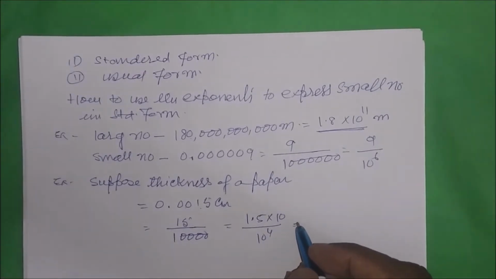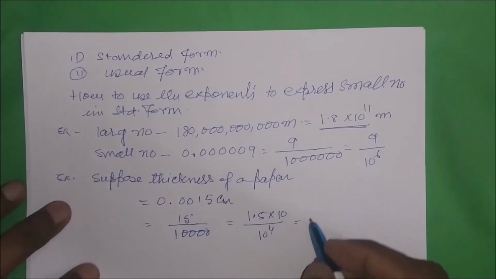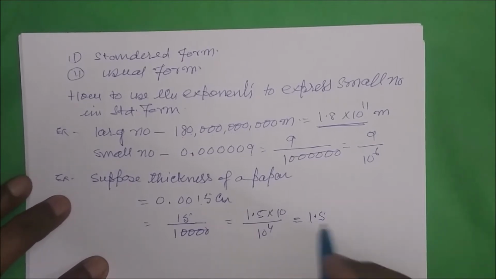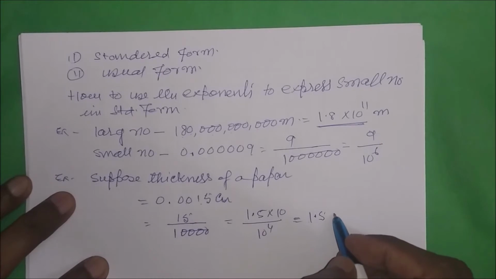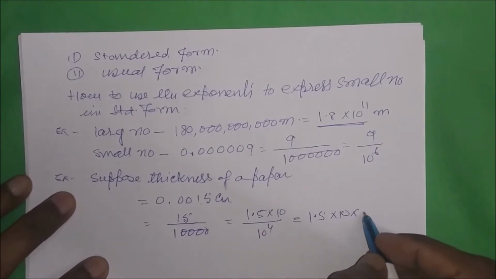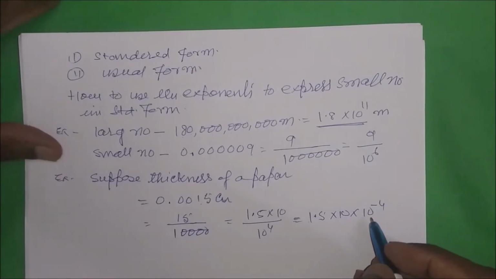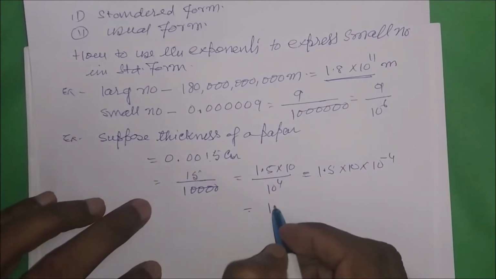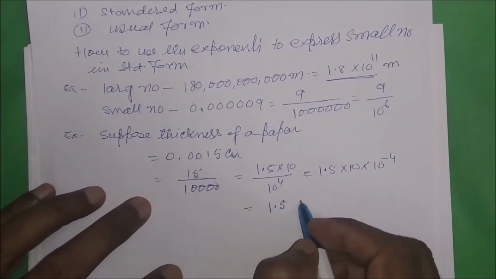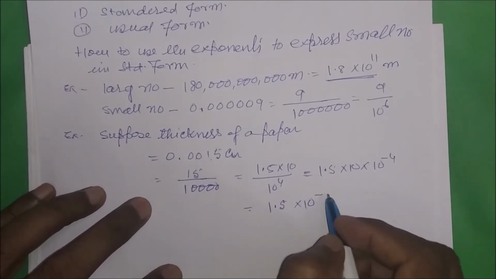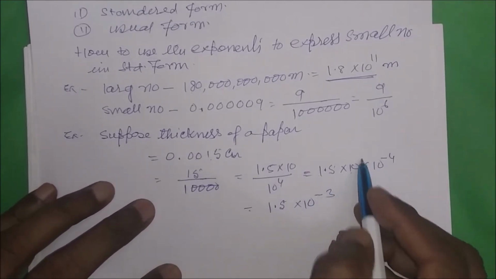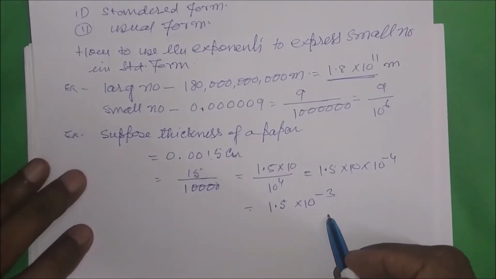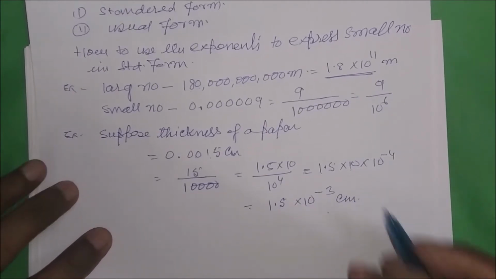So it will be 1.5. One point means after the 1 digit, the decimal should be there. You have to keep that in your mind. Into 10 to the power minus 4, right? So again you can write afterwards 1.5 into 10 to the power minus 3, because here 10 is there with power 1, so we add 1 and minus 4, it will be minus 3. Is it clear? That much centimeter.